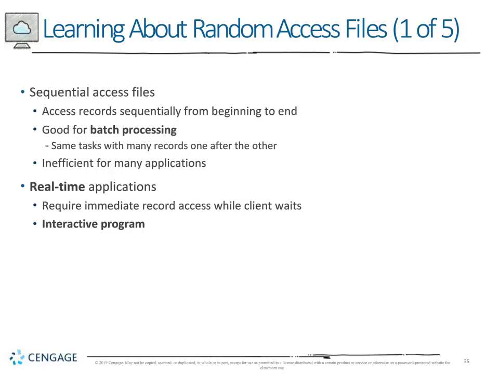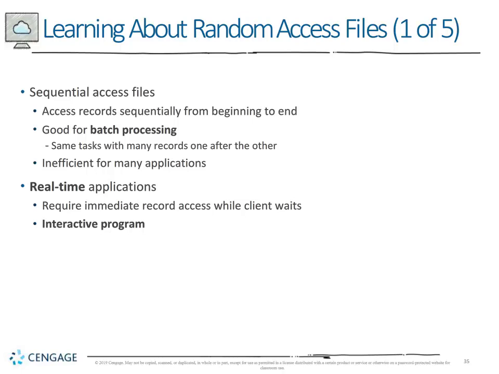In previous examples, we saw sequential access files, which means that you work with the records in sequential order from beginning to end. Businesses store data in sequential order when they use the records for batch processing, which involves performing the same task with many records, one after the other. For many applications, sequential access is inefficient. These applications, known as real-time applications, require that a record be accessed immediately while a client is waiting. Those are usually interactive programs. Sequential access in this scenario is not efficient.